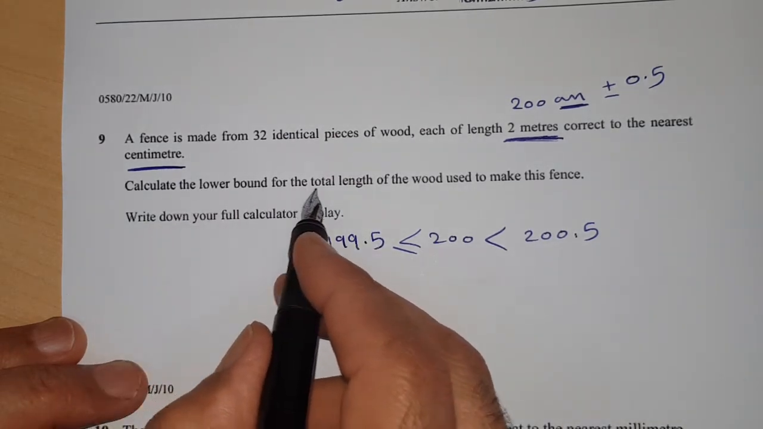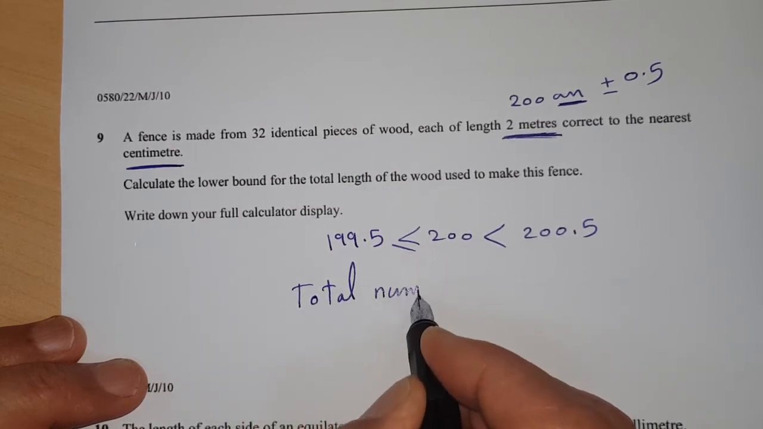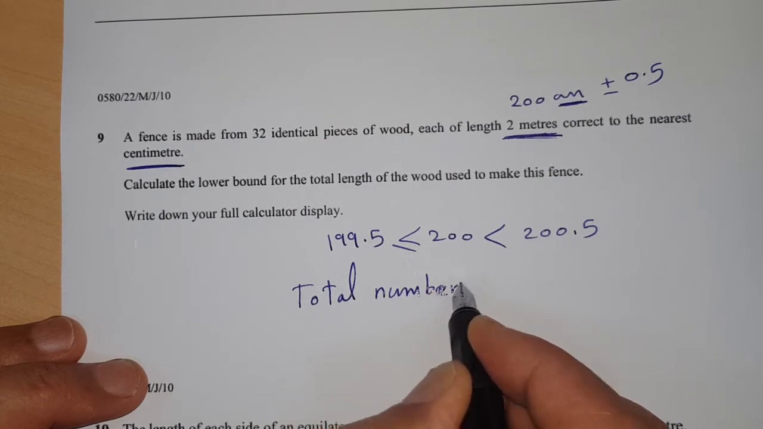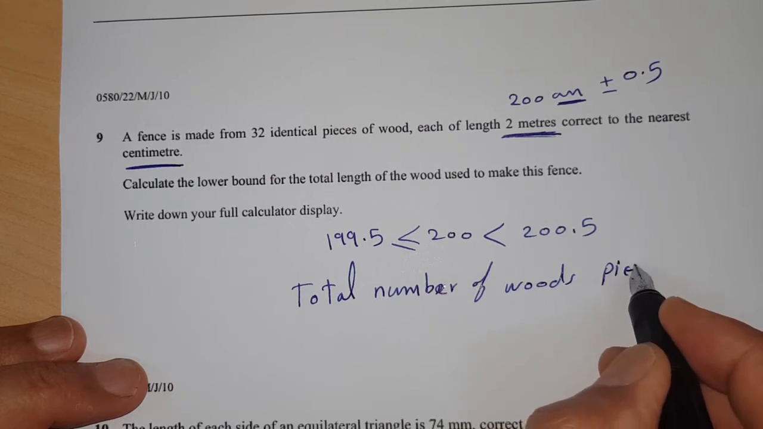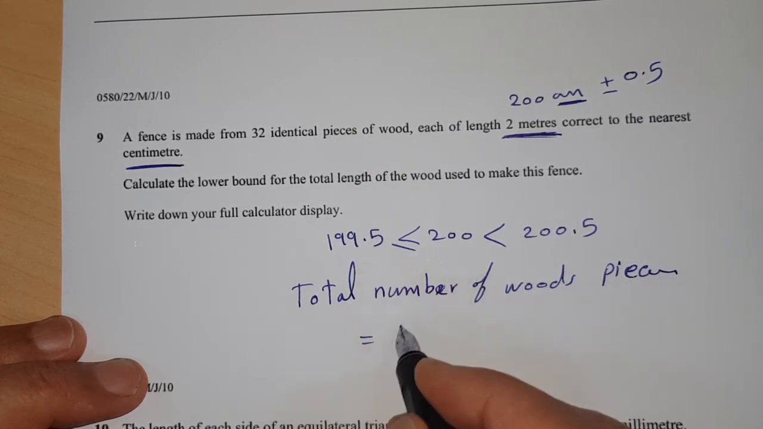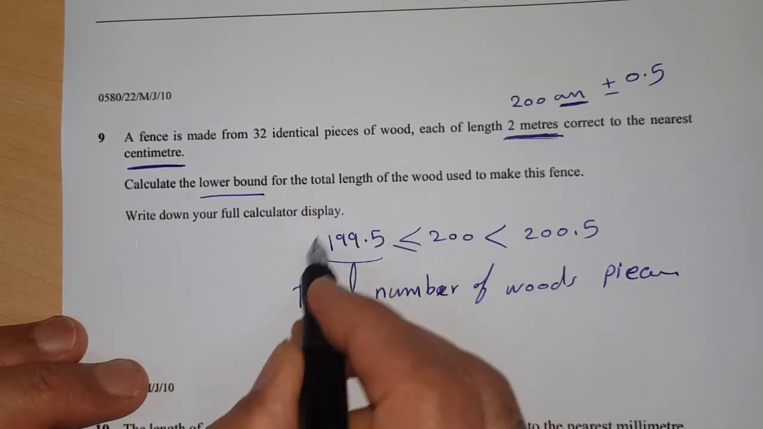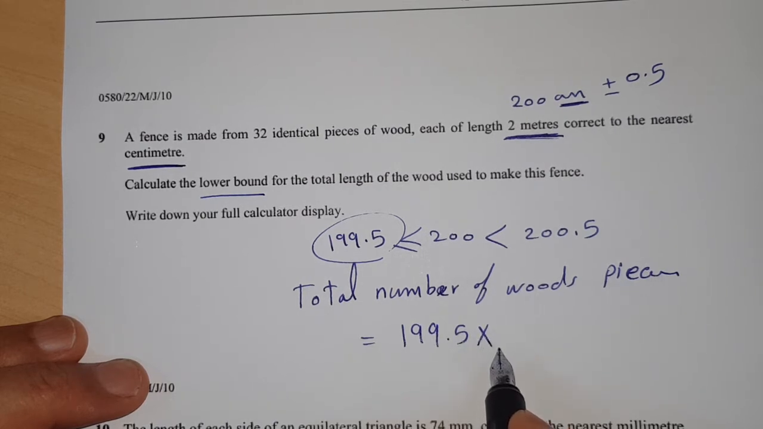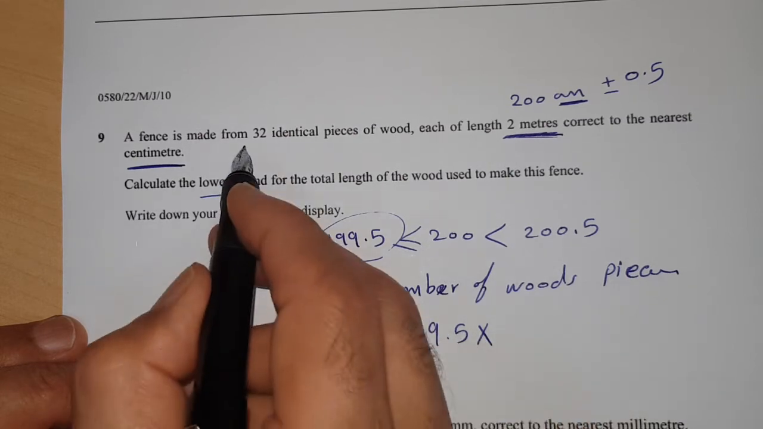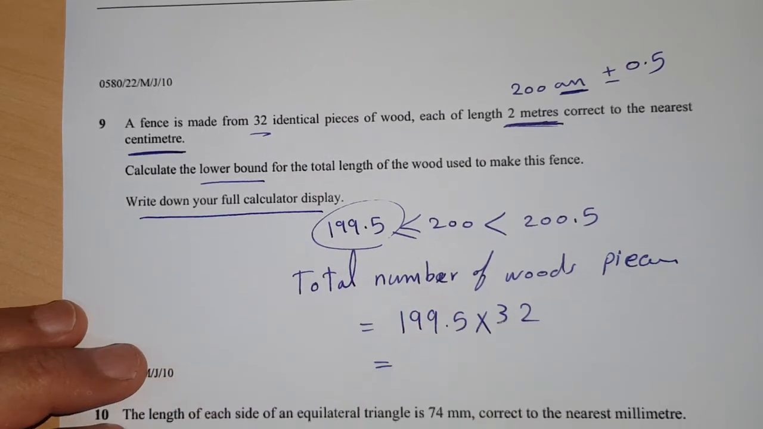Calculate the lower bound of the total length. The total length of the wood pieces equals, of course, the length of one piece times the number of pieces. I want the lower bound. Look, what is the lower bound? So take the lower number, 199.5, times how many pieces? 32. That's it. And here, look, write down the full calculator answer.